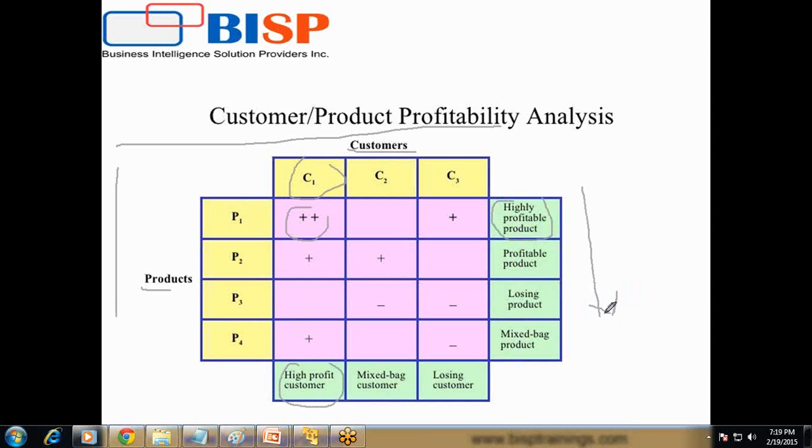As we go down, the profitability decreases and becomes moderately profitable, or maybe some products are not profitable at all. They're losing profitability, or are mixed-bag products. So with a simple model, by keeping your customer and product at the intersection, you can at least identify which products and customers are profitable to me and to what extent.